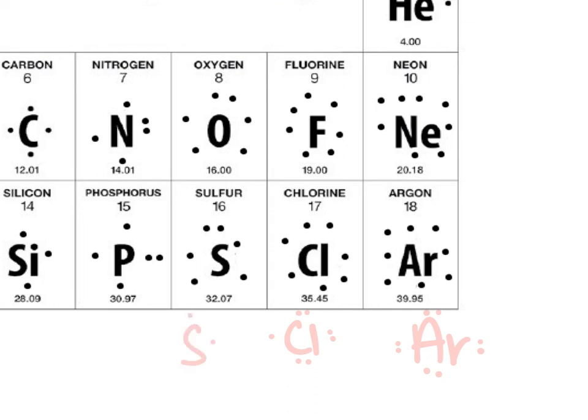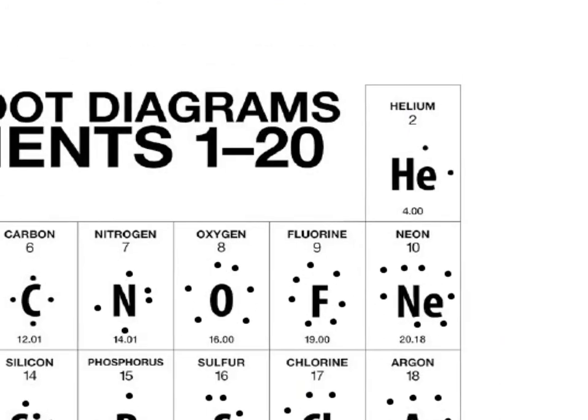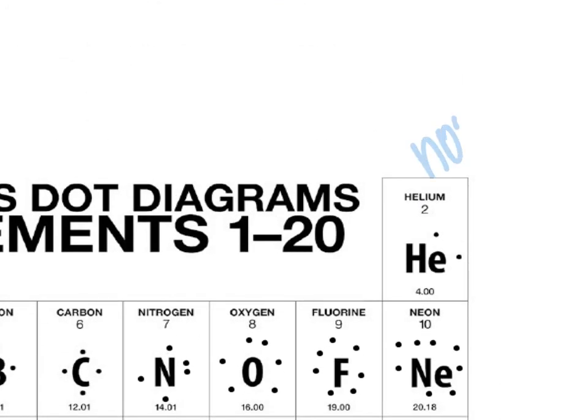Sulfur, 1, 2, 3, 4, 5, 6. So anytime it's missing its buddy, sulfur missing 2 buddies, it's going to form 2 bonds. Chlorine missing 1 buddy, it's going to form 1 bond. Hey, look. Argon's not missing any buddies, so that's not going to form any bonds, because if you remember, these are noble gases.